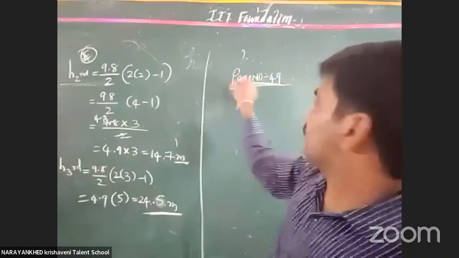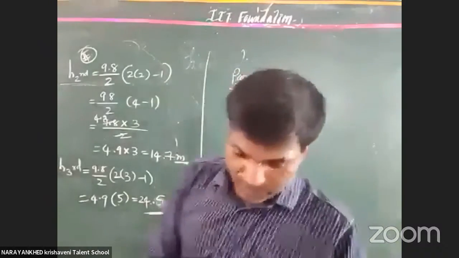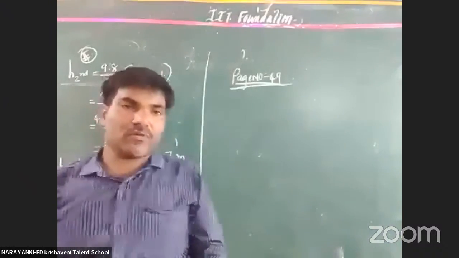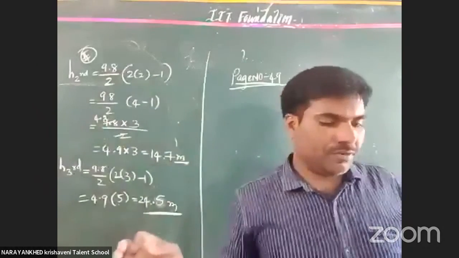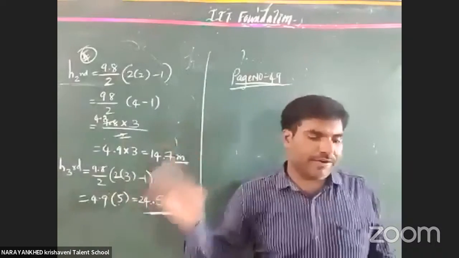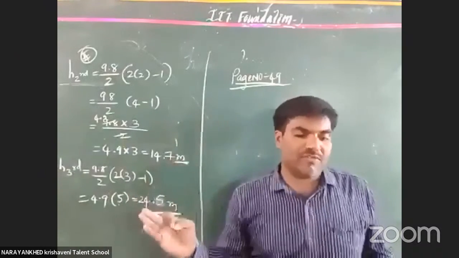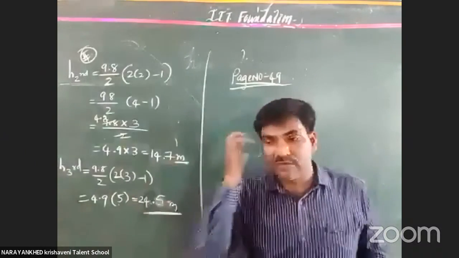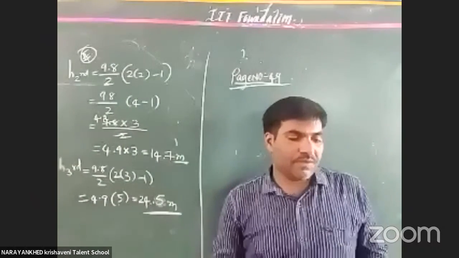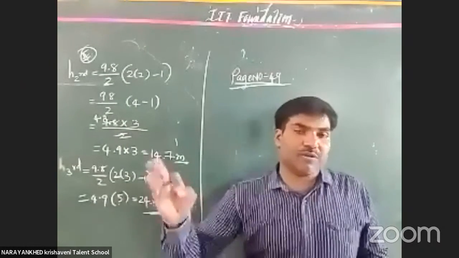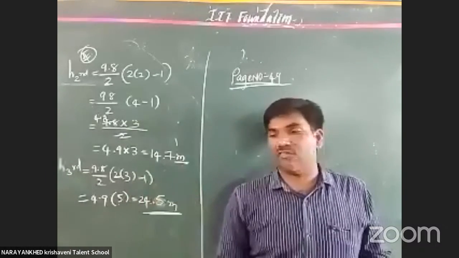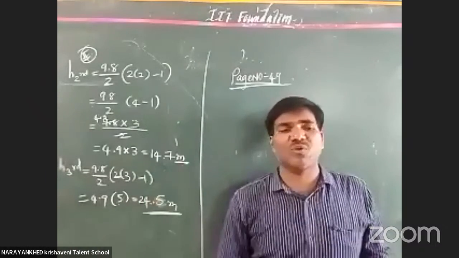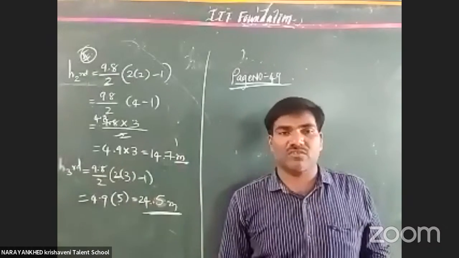Page number 49. There are conceptual worksheets. When a body is dropped, freely falling from a height, its initial velocity u becomes what? What is its initial velocity? It is 0. We have already discussed this.